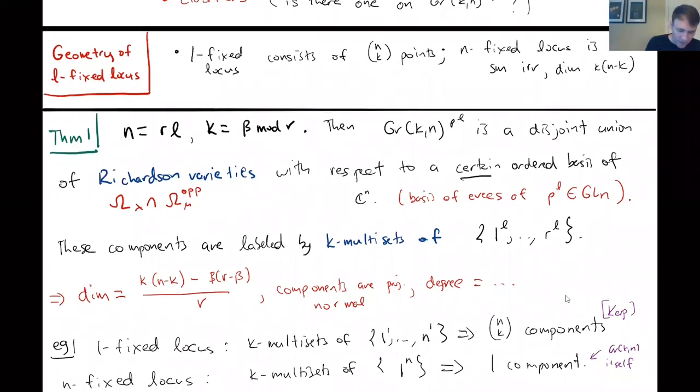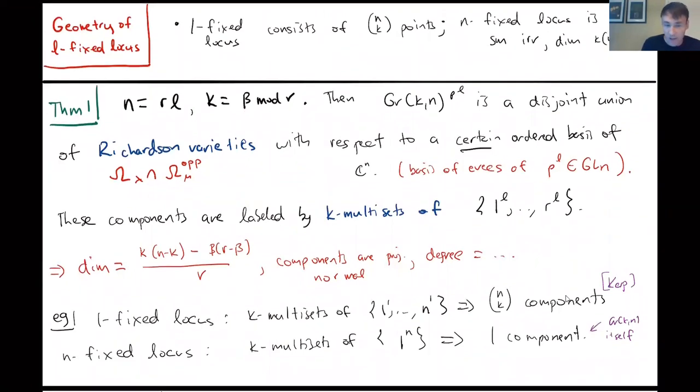As small examples, the one fixed locus, as I told you, is just n choose k points. And by my theorem, it's supposed to be indexed by k-multisets of the numbers 1 to the 1, dot dot dot, n to the 1, which is just n choose k, the number of k-subsets of 1 to n. And for the Grassmannian itself, how it works out is you're supposed to look at k-multisets of 1 to the n. And, well, there's only one of those. Okay, so that's the end of the discussion of what the points look like. It's a bunch of Richardson varieties.